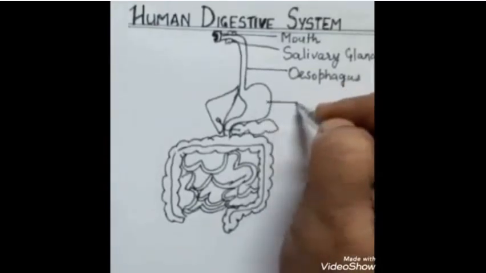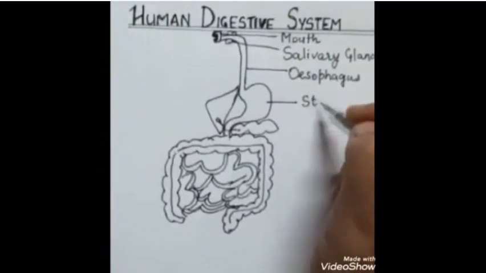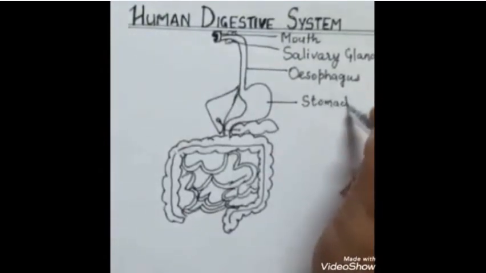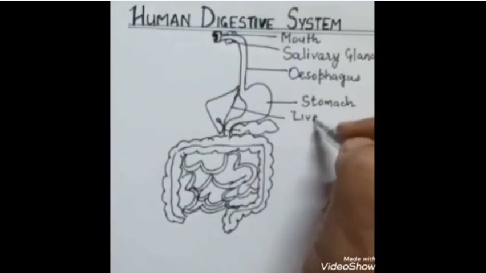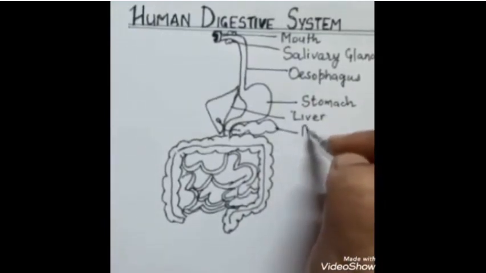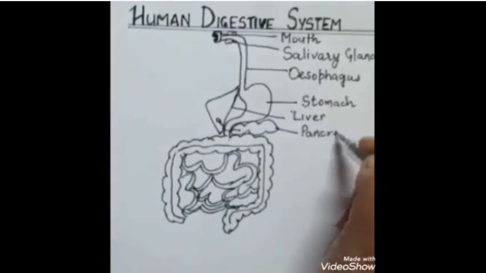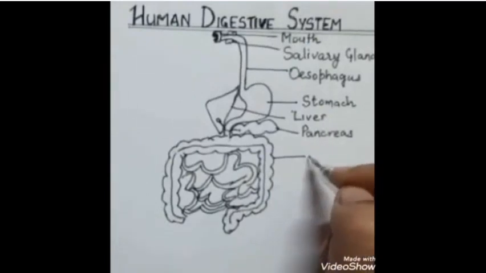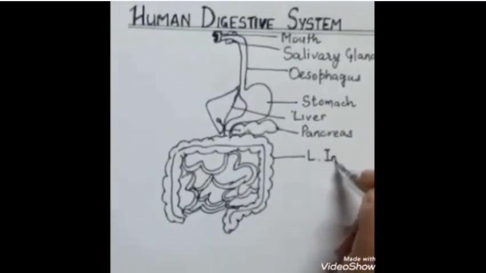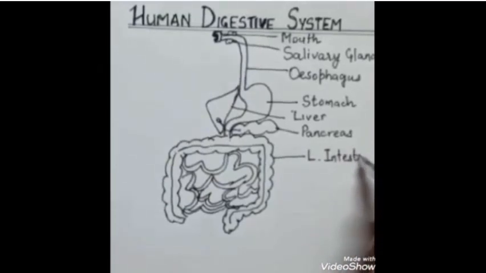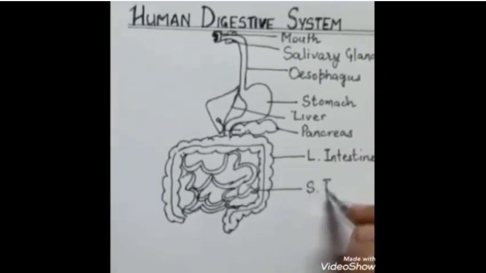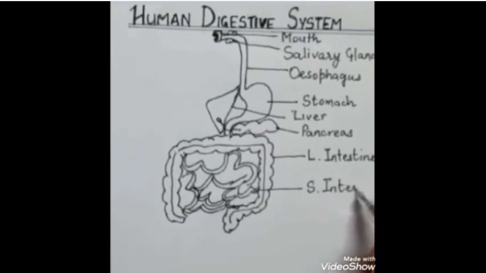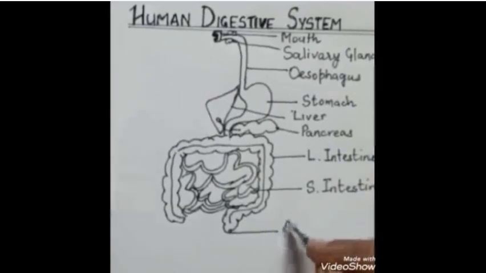Then the most important digestive organ we have is stomach. We have liver. Then pancreas. Large intestine. Small intestine. And lastly we have anus.